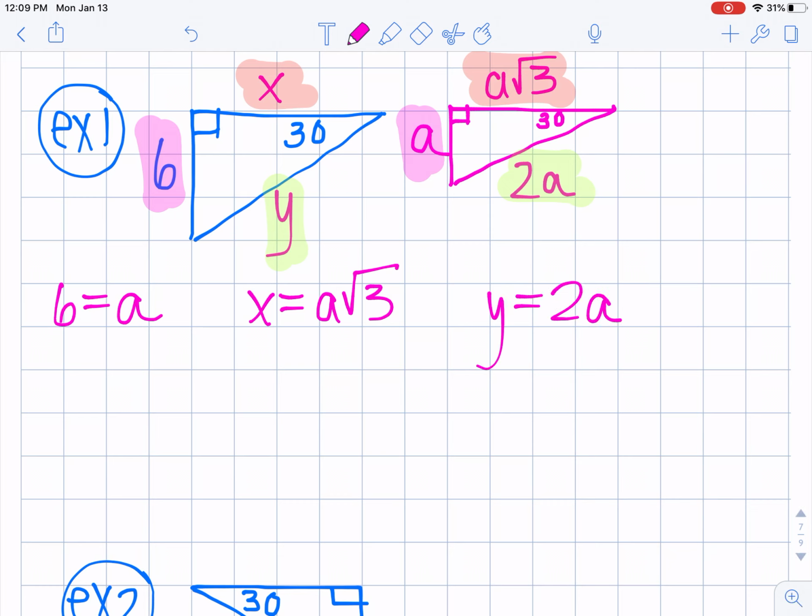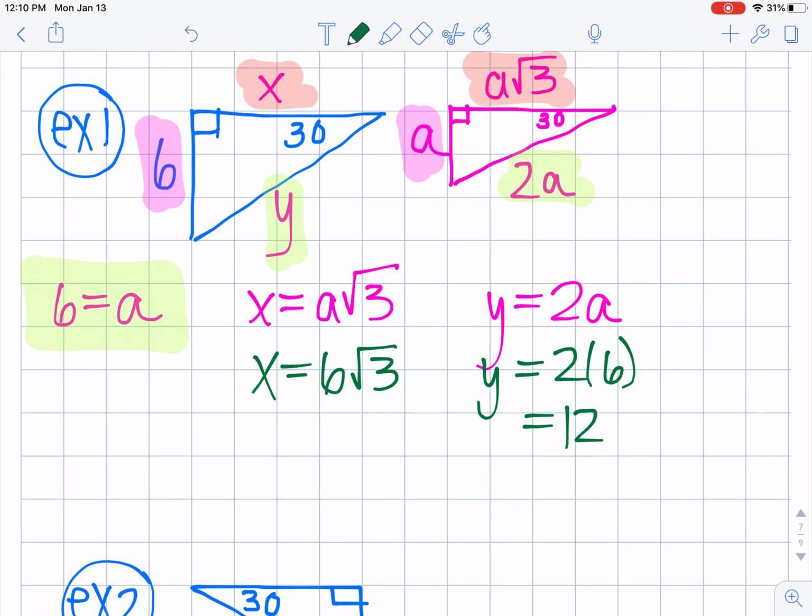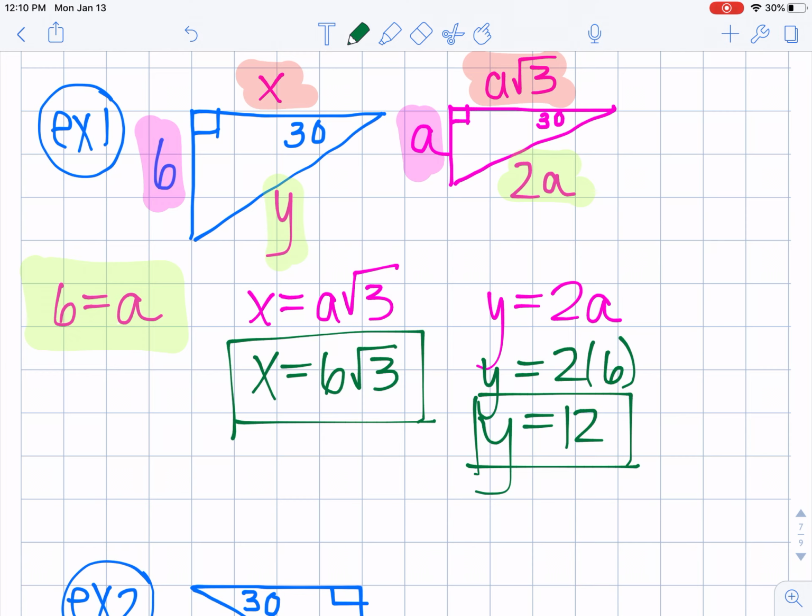Now one of these equations tells me what my A value is. This first one right here. So I know that my A value is equal to 6. So then wherever I see an A in the whole rest of my problem, I can fill it in with a 6. That means that my X value is equal to 6 times the square root of 3, and you can leave your answer just like that. And your Y value is equal to 2 times 6, and you know 2 times 6 is equal to 12. So to solve for X and Y, we now have X is equal to 6 times the square root of 3, and Y is equal to 12. Okay, let's move on.